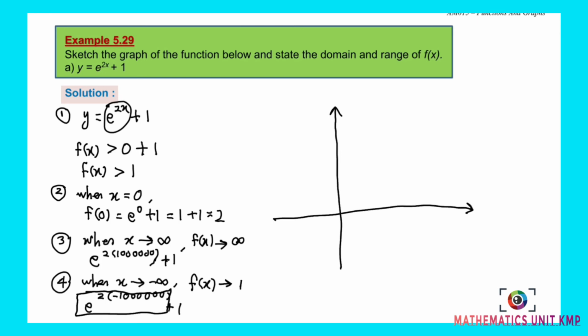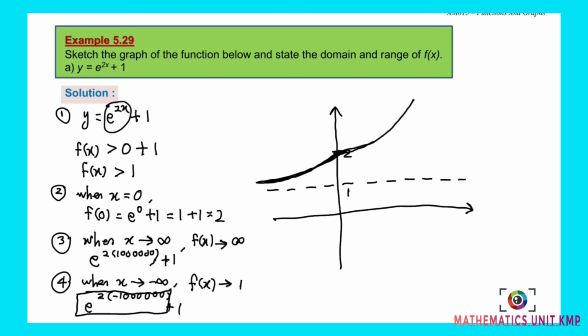Alright. Okay. First step, the horizontal asymptote. y equal to 1. Okay. Then the second step, when x is 0, the value of y. Okay. And then the third step, as x approaching infinity, ke kanan, y will be approaching to positive infinity here. Understand? Then the last step, as x approaching negative infinity, ke kiri, y will be approaching to 1. Dia tak sampai pun, tapi dia akan menghampiri horizontal asymptote saja. Lebih kurang macam ni. Right?